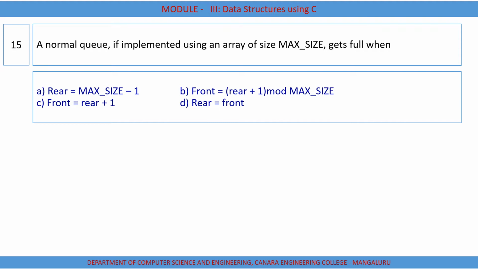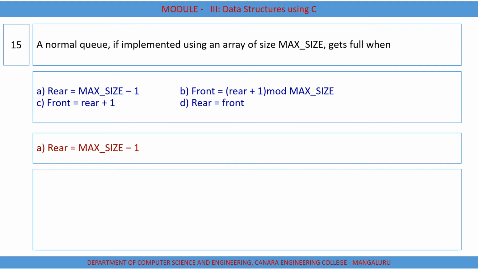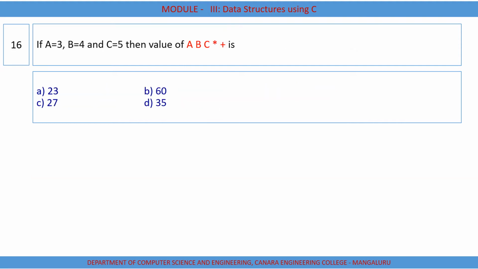A normal queue, if implemented using an array of size maximum size, gets full when, in case of a simple queue, insertion is performed from the rear end of the queue and deletion is performed from the front end. Therefore, insertion means you have to concentrate only on the rear, and deletion means you have to concentrate only on the front. Whenever the rear reaches maximum queue size minus 1, the queue becomes full, that is queue overflow. So the answer is rear equals maximum size minus 1.